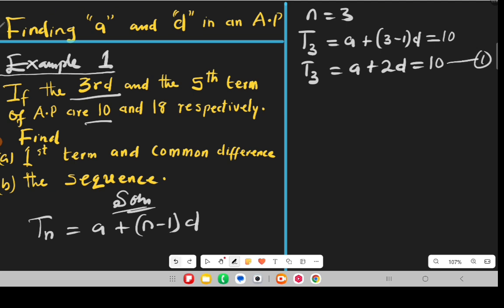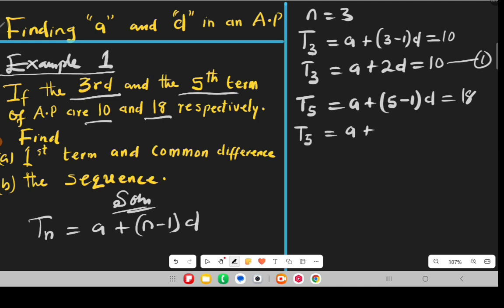Then we move to the second step, which is when n is equal to 5. That is T5 is equal to A, which is not given, plus (5 minus 1) times D equal to 18. If we simplify further, we have T5 equal to A plus 4D, since 5 minus 1 gives us 4, equal to 18. We call this equation 2.